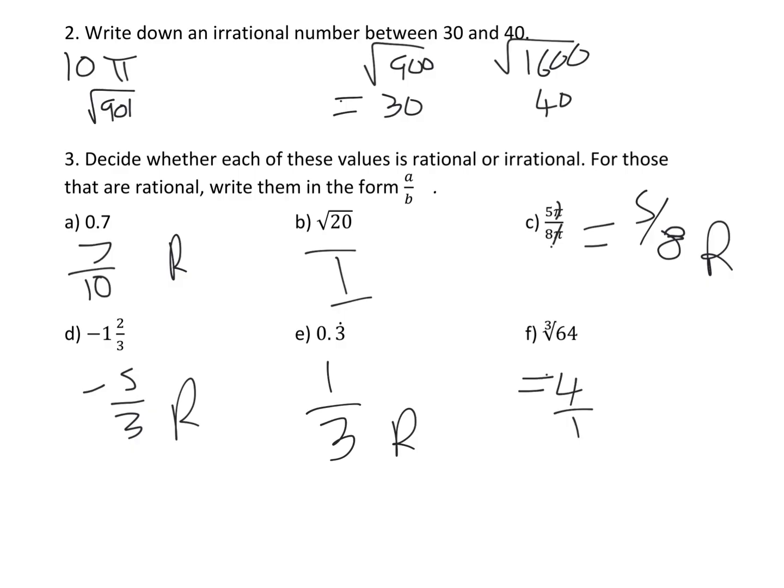It's 4 wholes. So that is a rational number. If they asked you cube root of 65, it would be irrational, or cube root of 66, irrational. But you need to be careful with that.